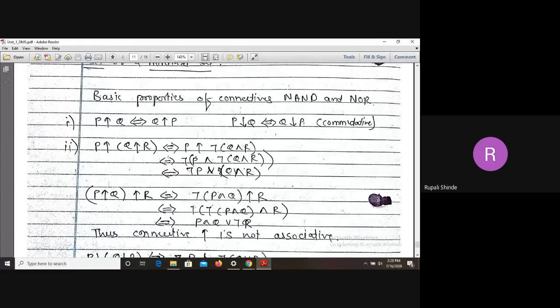Now apply this negation inside the bracket. So the negation will get cancelled. You will get the answer as P and Q. Now this AND becomes OR because we are going to apply this negation, and negation R. Now check whether these two formulas are the same after conversion. No, these two formulas are not the same. So here we can say that this connective NAND is not associative. Have you got it?